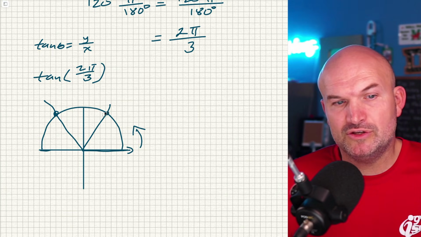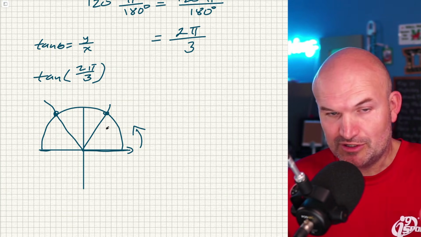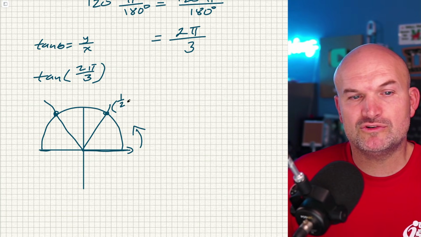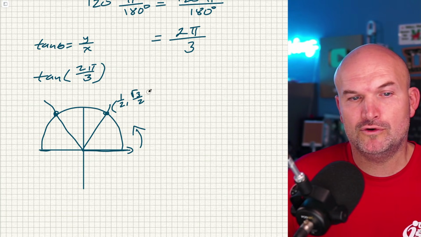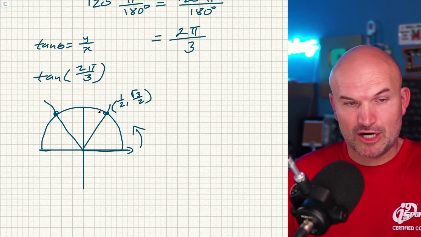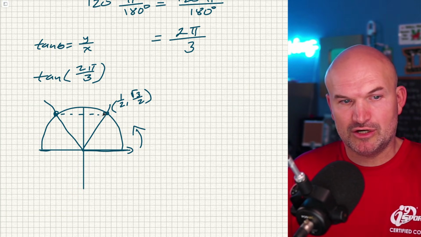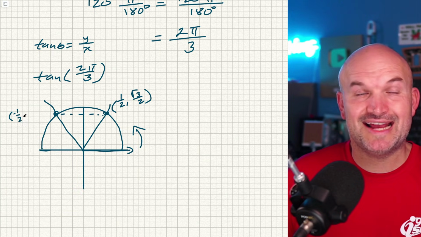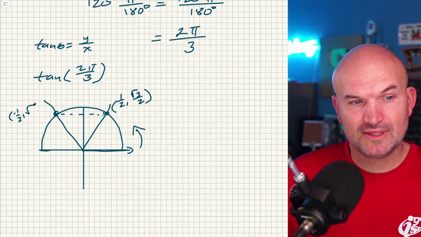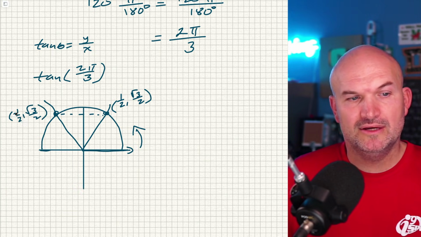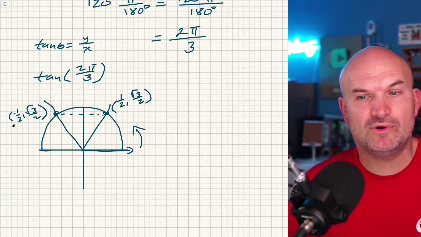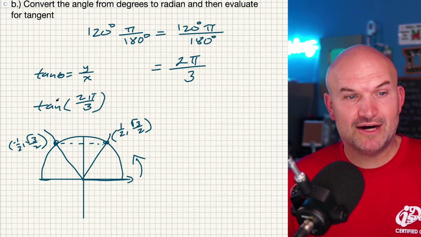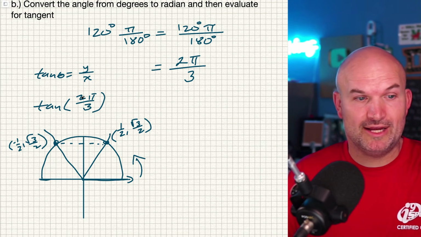Now, hopefully, if you have the first quadrant of the unit circle memorized, you know that this first point is going to be 1/2, comma, square root of 3 over 2. And this point and this point are direct reflections of each other across the y-axis. So therefore, this coordinate point is just going to be a negative x coordinate, and the y coordinate is going to remain the same. So I have negative 1/2, comma, square root of 3 over 2. So now to evaluate the tangent, that's going to be my y over x.